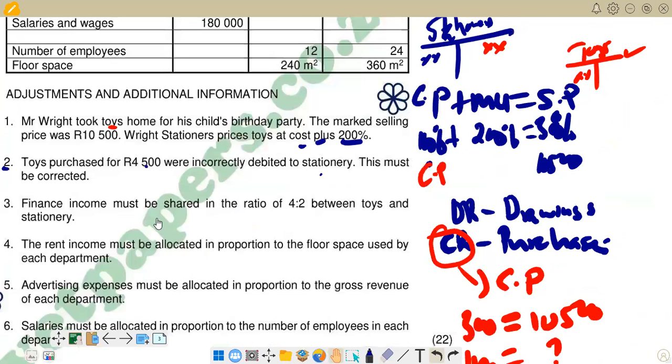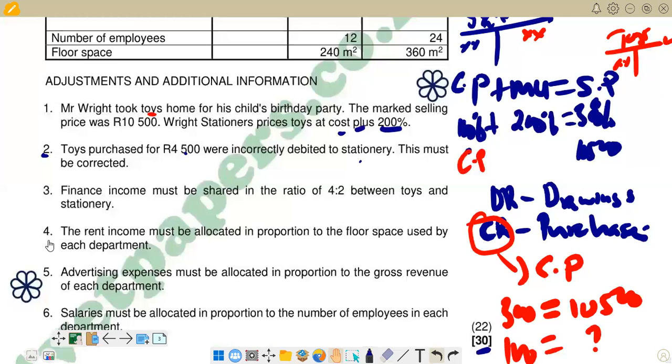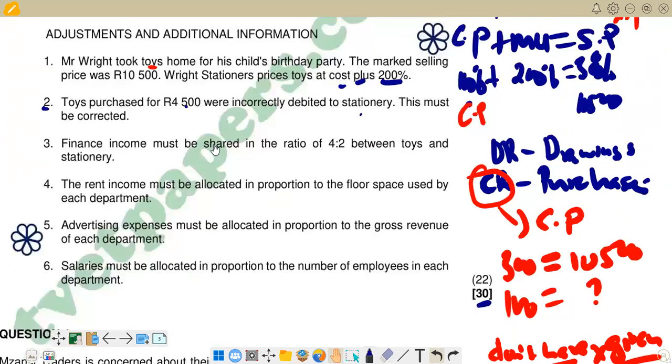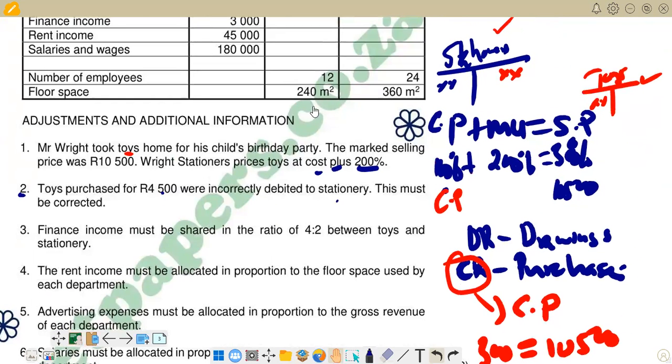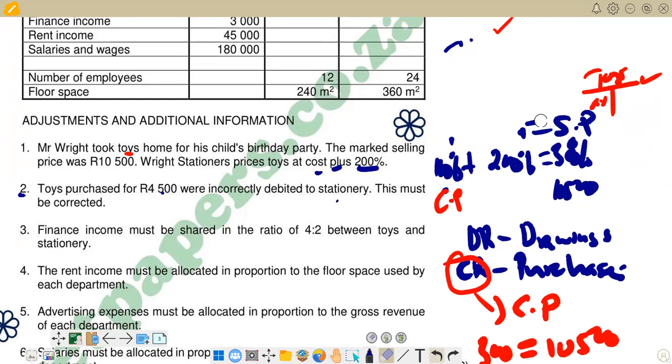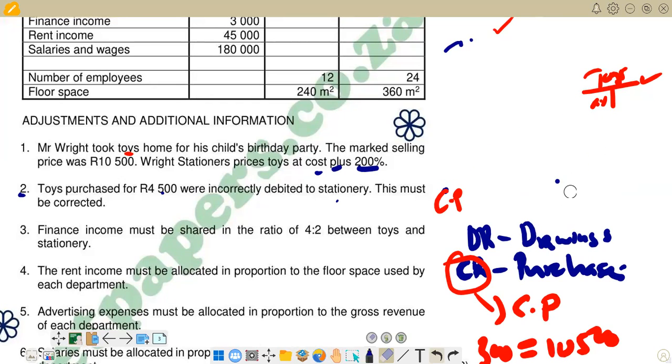allocating the rent income. So if you go to item 4 here, it says the rent income must be allocated in the proportion of floor space used by each department. So if you go to the question, you are given the floor space proportions that we have there: 240 meters squared for toys and 360 meters squared for stationery. So this is exactly how we are going to calculate it. Let's try to see how we can remove this so that we put the working there.